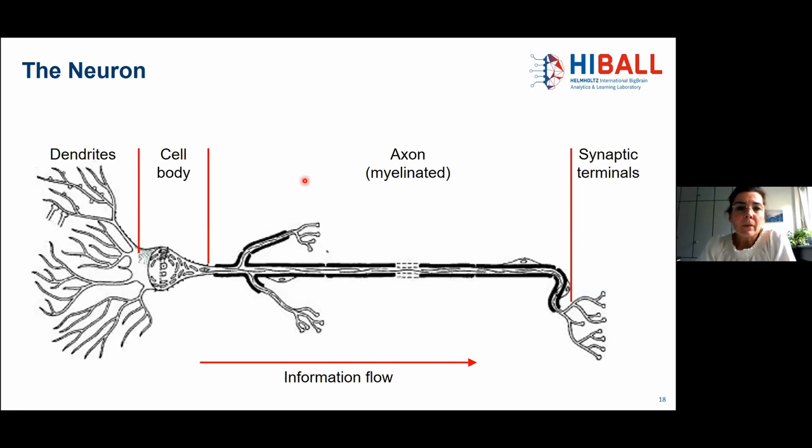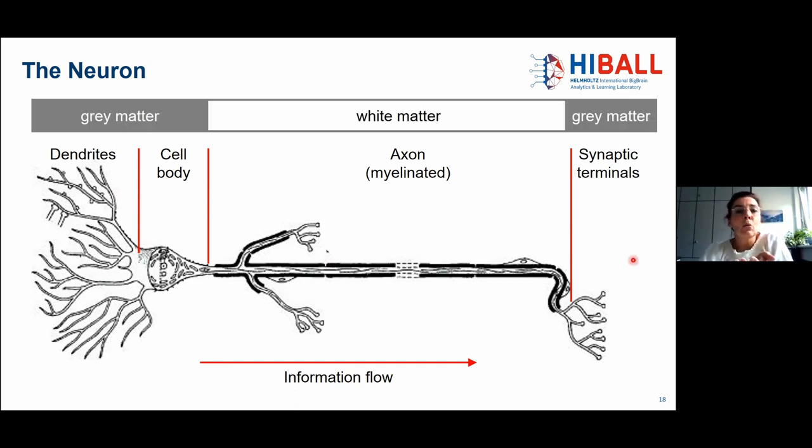And how do these differences happen in the brain? These differences between gray and white matter happen because neurons and glial cells aren't equally distributed throughout the brain. Basically the cell body and the dendrites and also the synaptic terminals of neurons are located within the gray matter, right?